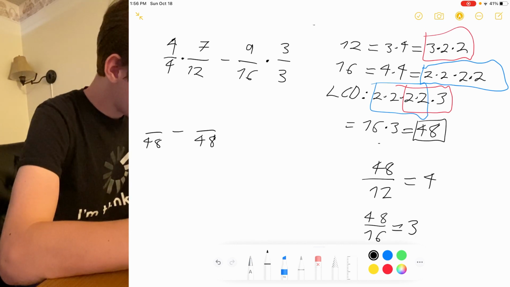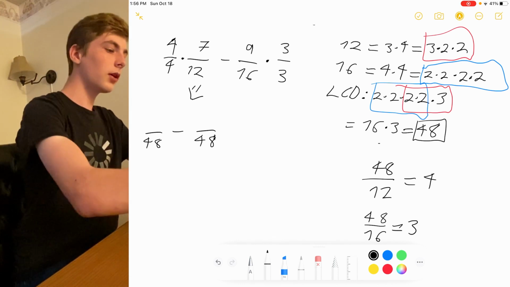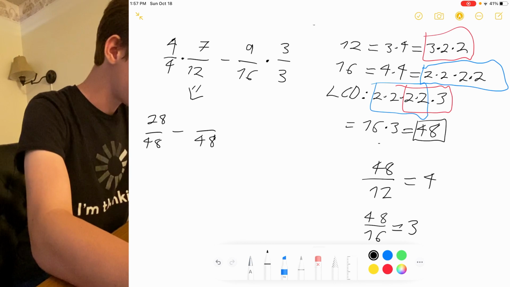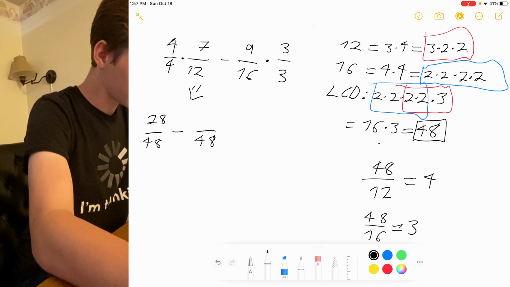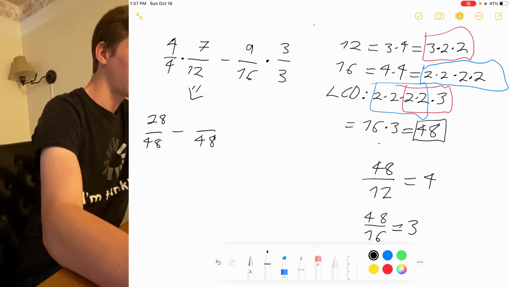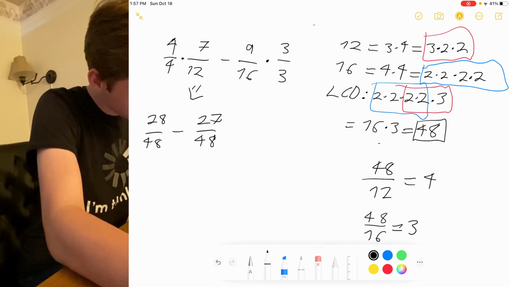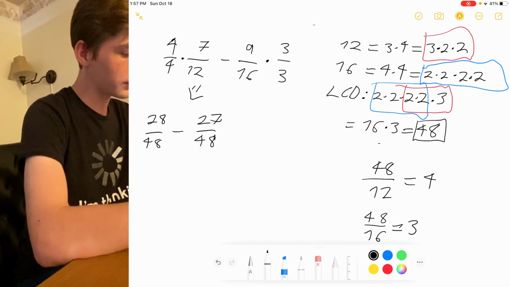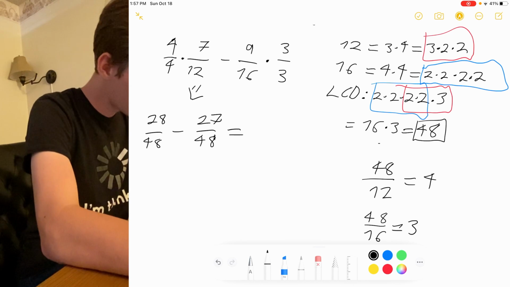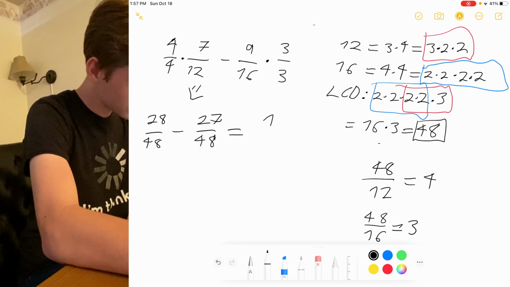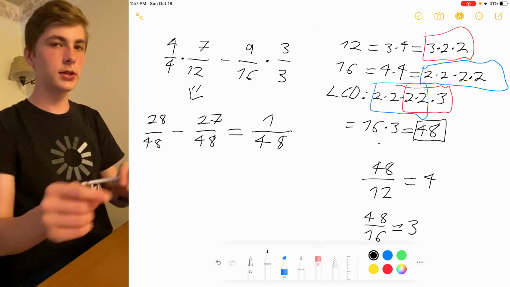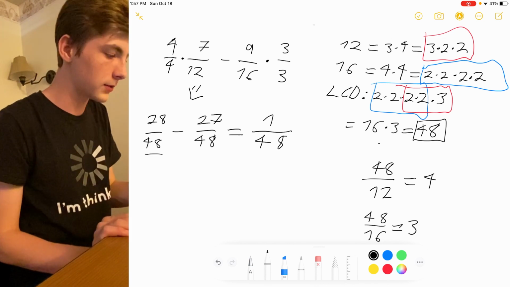And so that will equal, so I'll kind of go down to here, 4 times 7 is 28 over 4 times 12 is 48, right? Then 9 times 3 is 27 divided by 16 times 3, which is 48. And so we're going to get 28 minus 27 is just 1 over 48. So you see the subtraction is the same as the addition. We just subtract those numerators and keep the denominator the same.